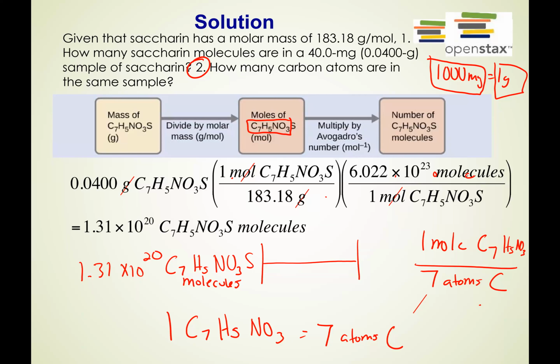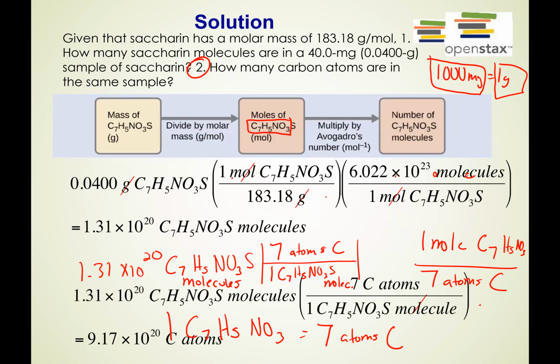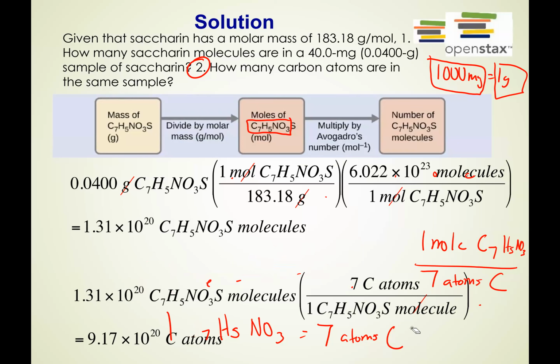I'm going to write the whole word out this time. For every one C7H5NO3S molecule, how many atoms of carbon do we have? 7 carbon atoms, or 7 atoms of carbon, however you want to say it. Both are right. So when we do this, oh, well, here's the whole thing nicer. Exact same thing I just did.